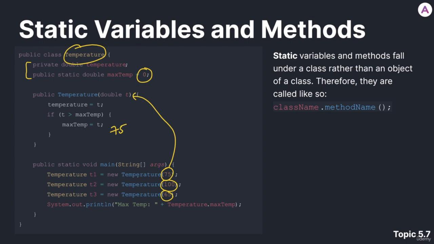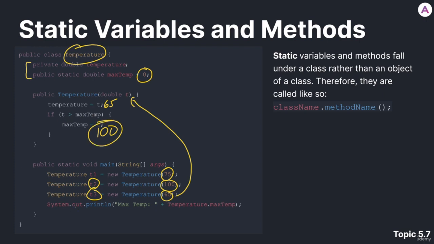All right. Knowing that maxTemp is 75, let's go to this object T2. And we're passing in 100. So when we're passing in 100, temperature of course gets set to 100. But now we have T equal to 100 and maxTemp is 75 as we said earlier. 100 is greater than 75, so maxTemp is now 100. Lastly, let's see what happens when we add this object T3. We're passing in 65 to the constructor this time. So temperature is now 65, but 65, which is the value of T, is not greater than 100. So maxTemp does not change and remains 100.